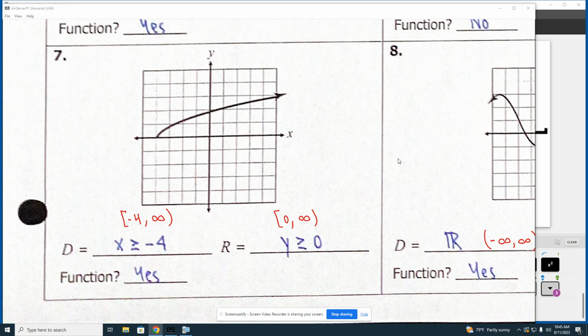On the x-axis, you can clearly see that the furthest point to the left is right here at -4. And this thing goes off to the right forever. So that's -4 to infinity.